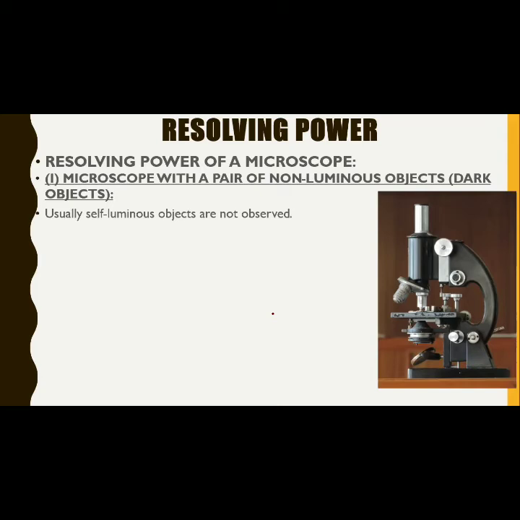Self-luminous means what? Tube light. Tube light is a self-luminous object, right? If we consider a bulb, it's a self-luminous object. Sun is a self-luminous object. Okay, these objects, or the objects like them, are not observed, but non-luminous objects which are illuminated by some external source, they are generally observed.